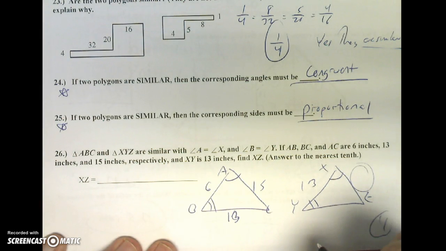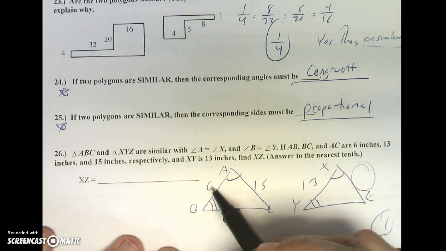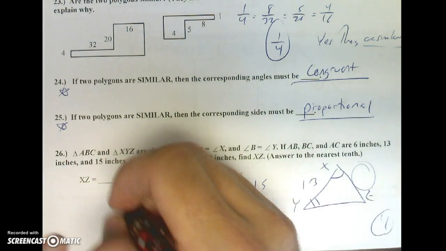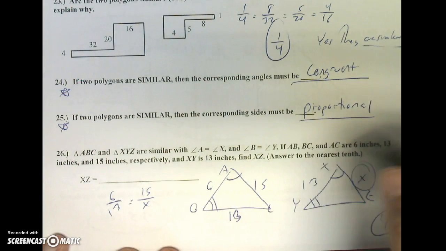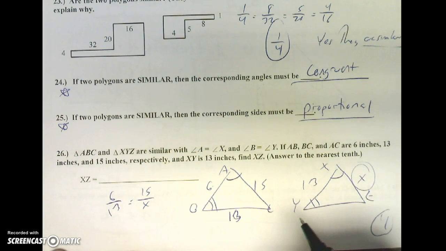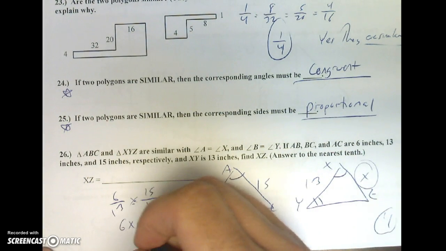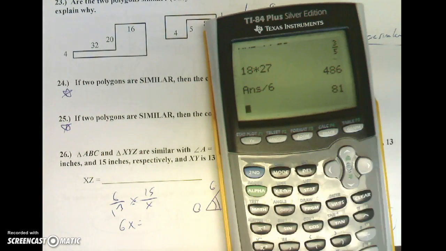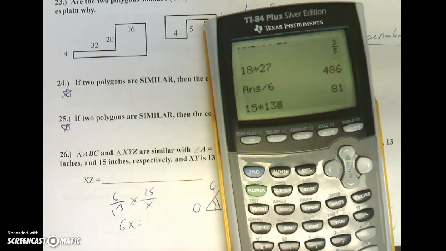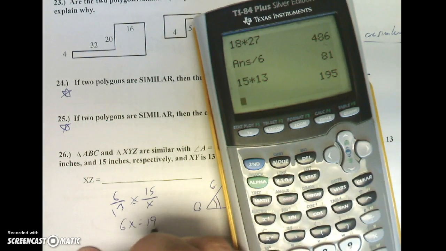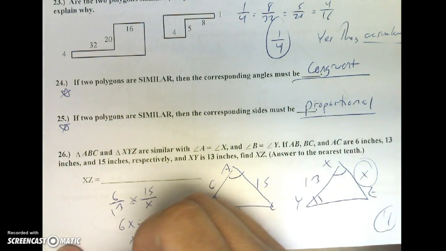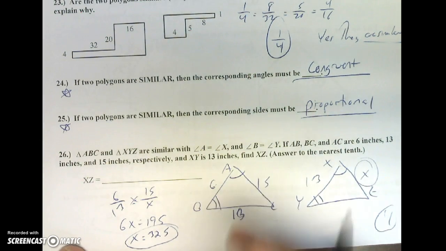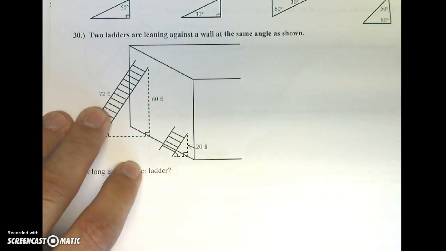Okay, so if we have the same thing taking place here, they're similar, we know we have to set up a ratio. So what I can do is 6 over 13 equals 15 over, call it x. Okay? You're always comparing sides. Draw out your picture. It's going to help you immensely. So 6x equals 15 times 13. Okay, 195. 195 divided by 6, 32.5. Perfect. Okay? Very good.